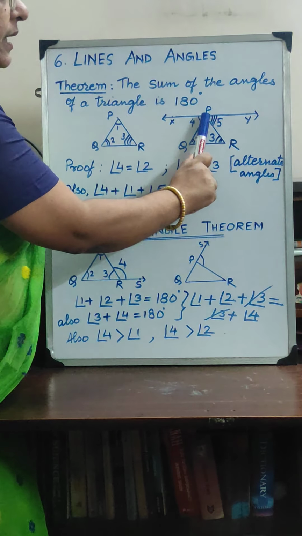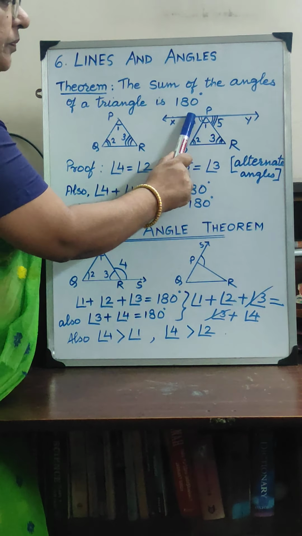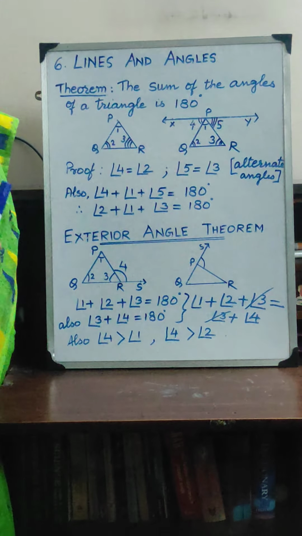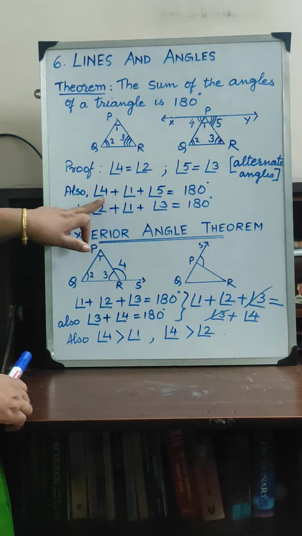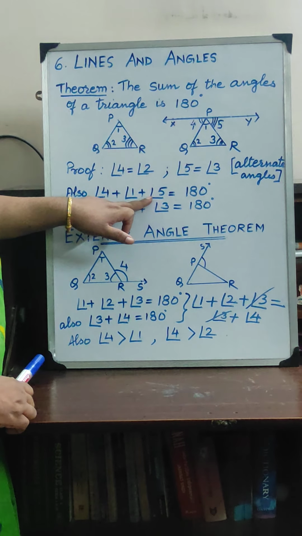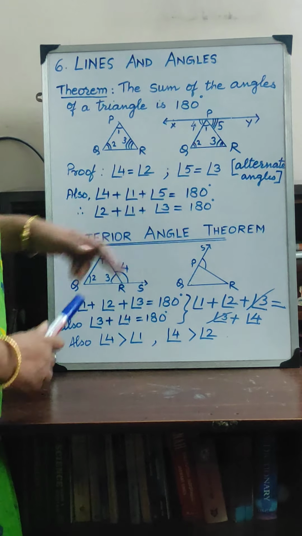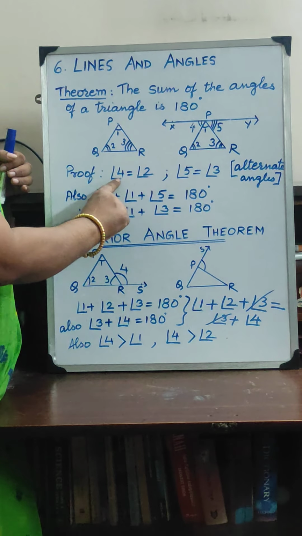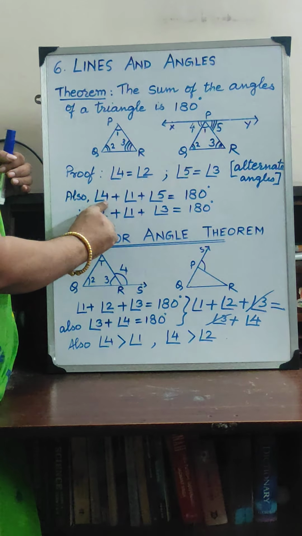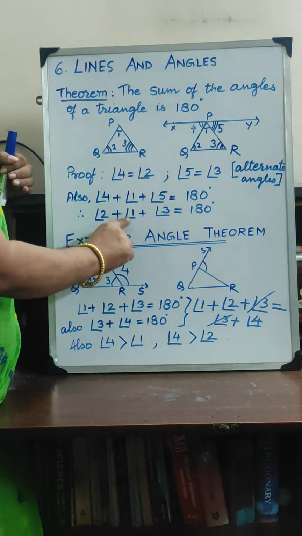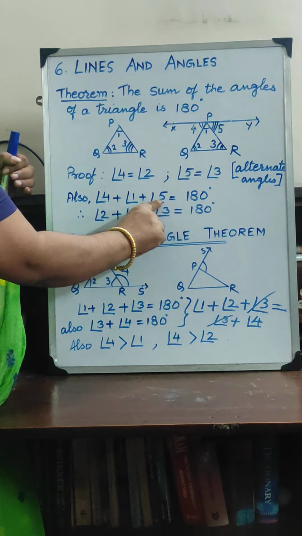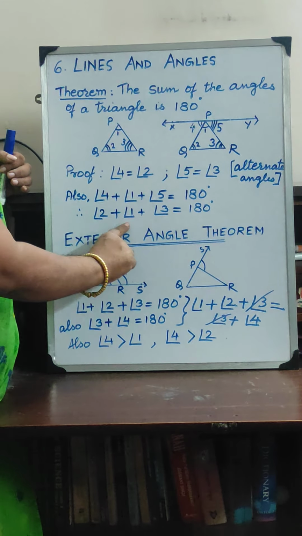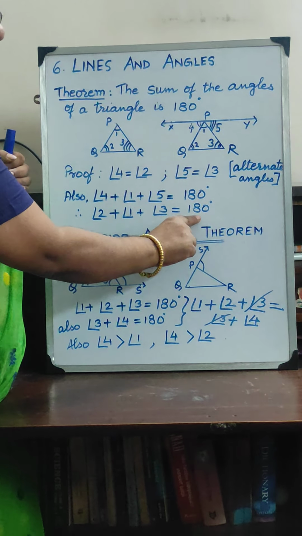Again, see this point P. XY is a line, P is a point on XY. Therefore, what is the measure of this total angle? It is 180 degrees. So we have angle 4 plus angle 1 plus angle 5 is 180 degrees. Now, instead of angle 4, we can write angle 2 because we have shown angle 4 is equal to angle 2. Again instead of angle 5, we can write angle 3. So we have angle 2 plus angle 1 plus angle 3 equal to 180 degrees.